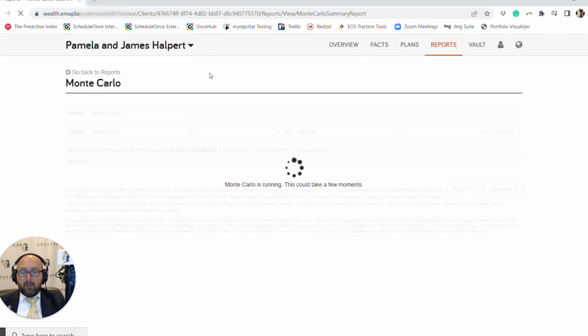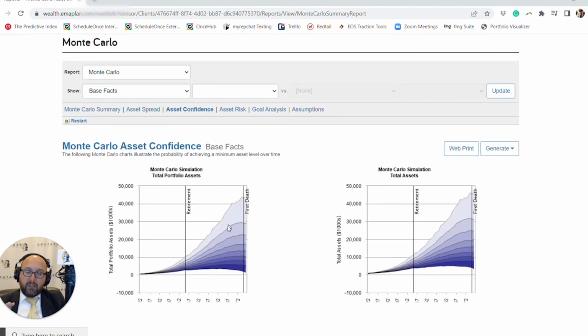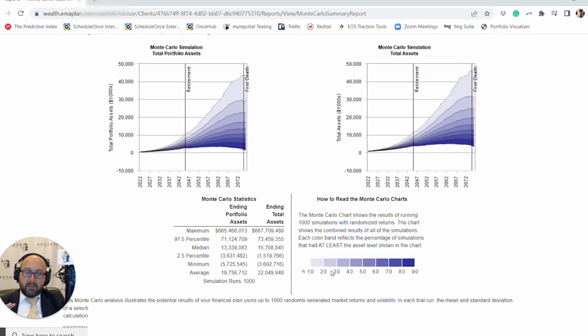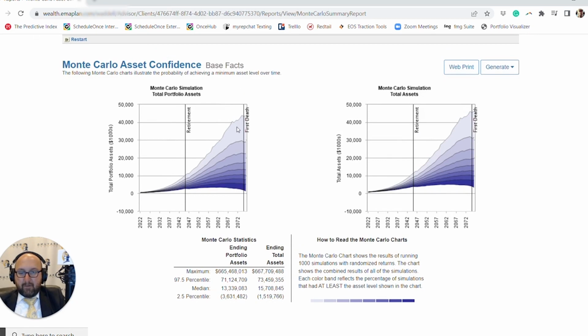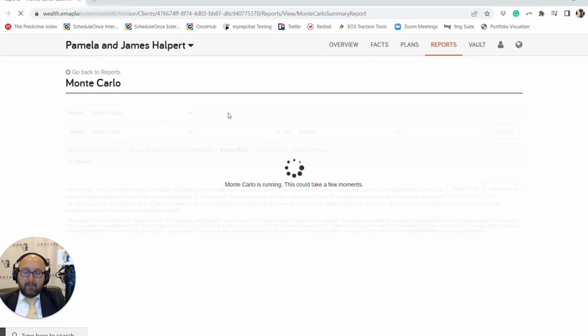Asset confidence I don't really like. It's just basically saying how confident or what's the probability of reaching each one of these tiers. And you can see right here, the darker, it's always going to be at the bottom, because the probability of reaching that minimum amount of assets is a lot higher than reaching these crazy numbers. But if somebody somehow sees that number, gets rooted in here, that could be helpful to say, hey, look, there's less than a 10% chance of you ever reaching that 77 million number. So it's not realistic.